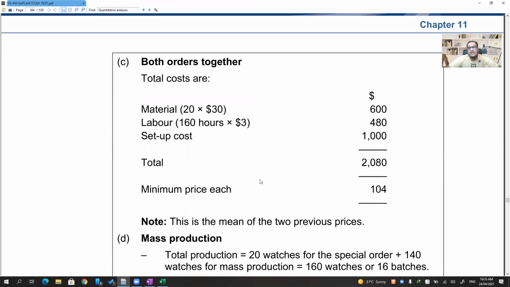Okay. Next, they are asking you if both the batches are ordered at once. Together, if they are ordering, material would be 20 watches into 30. Labor time would be 160 hours, which we just calculated. Can you repeat it again?